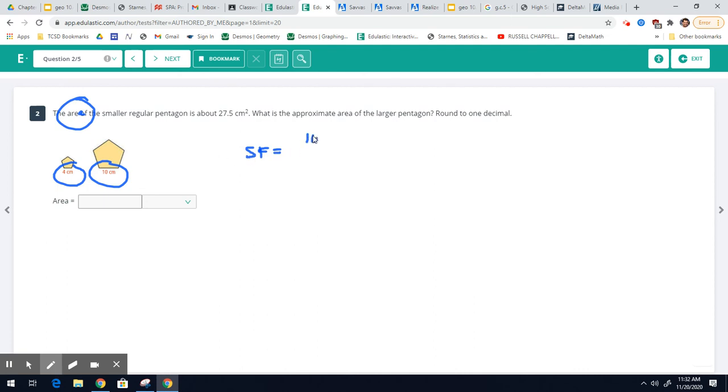So the scale factor is 10 over 4, divide by 2, divide by 2. That's 5 halves. Now, if I'm talking about area, the ratio of the areas is equal to the scale factor squared. So what is the scale factor squared going to be? Well, it's going to be 5 squared over 2 squared. That's 25 over 4. This is the ratio of our two areas.